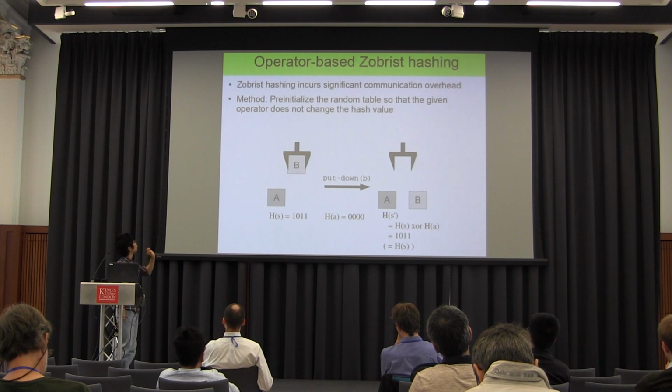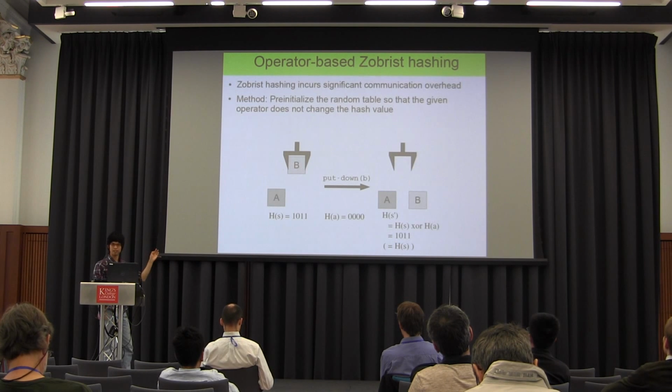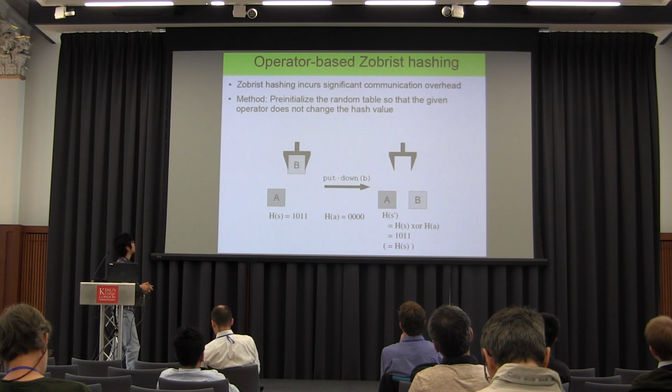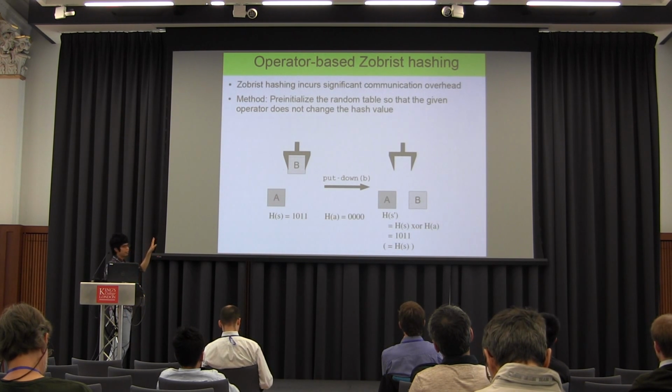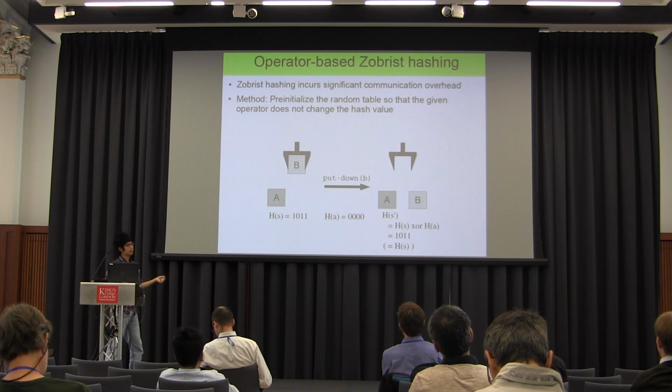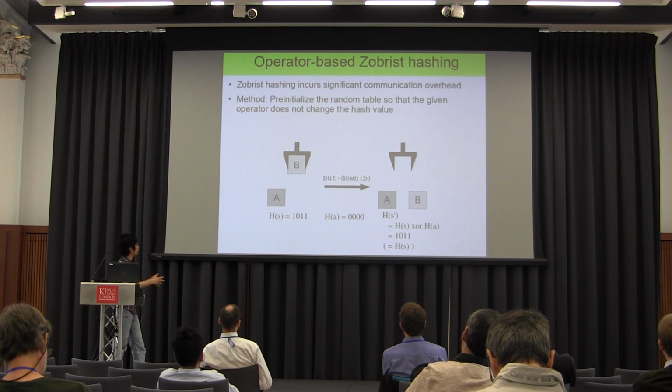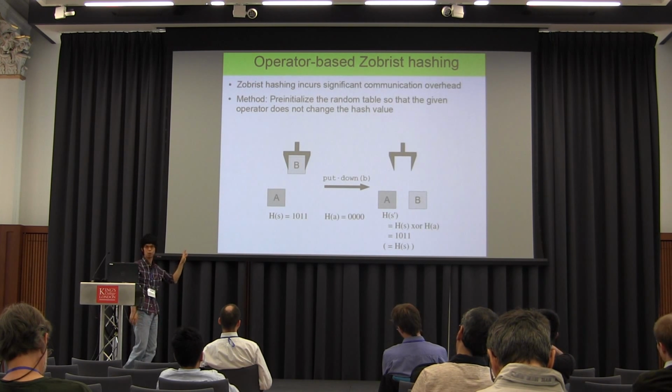But in short, we propose operator-based Zobrist hashing. The problem with Zobrist hashing is that it incurs significant communication overhead. So what we've done is initialize a random table so that the given operator does not change the hash value. The idea is that if we modify the random bits before the search starts, we can mitigate some of the communication overhead.